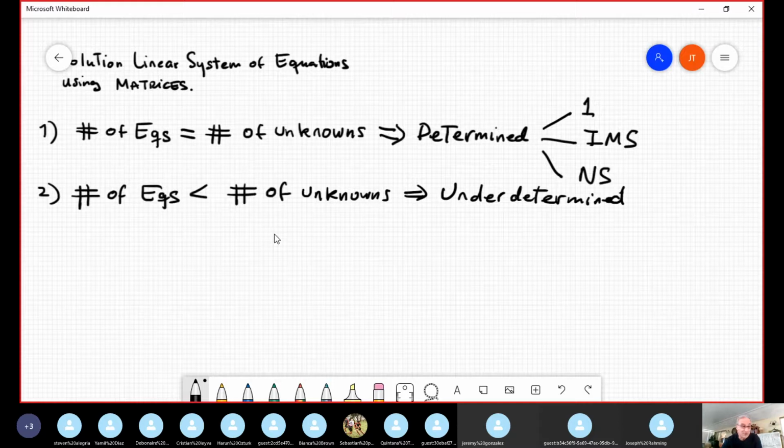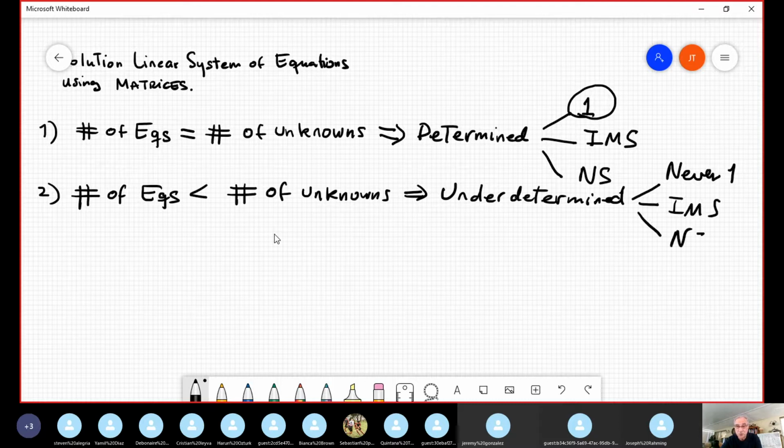In this case, the most important thing you need to understand is that we never have one solution. This possibility, no, never. We have maybe infinitely many solutions or no solution. Remember, suppose an example to understand this idea, but this is a general concept. Suppose we have 2 equations and we have 3 unknowns.